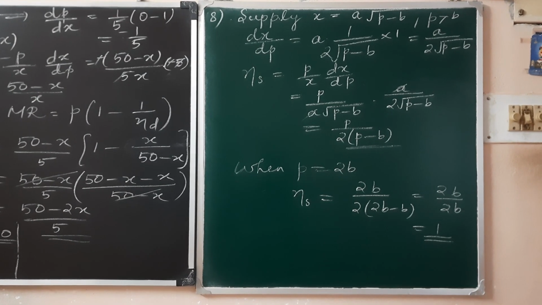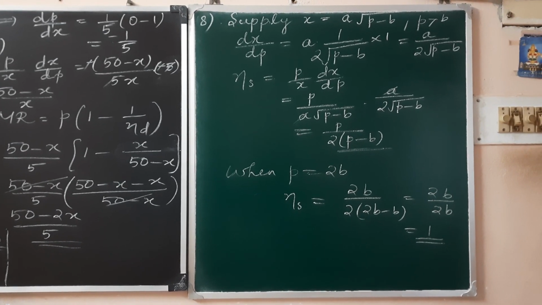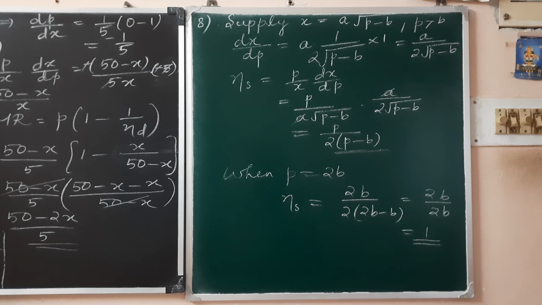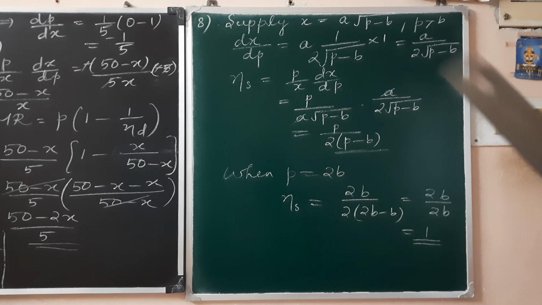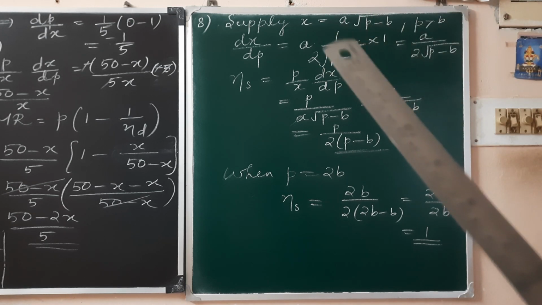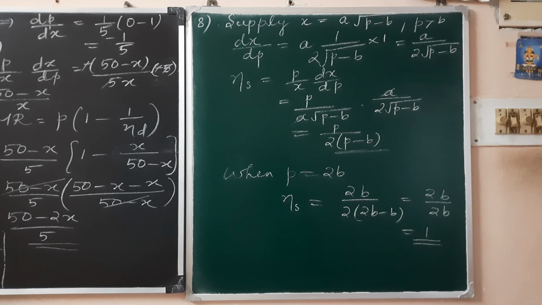Question number 8 is a direct problem. You can work it out by just using what you learned already, the formula for elasticity of supply. The supply function here is given as X is equal to A into root of (P minus B). Please remember, both A and B are constants and P is the variable. X is defined as a function of P. Here you have a root, and P greater than B means this function is always clearly defined.